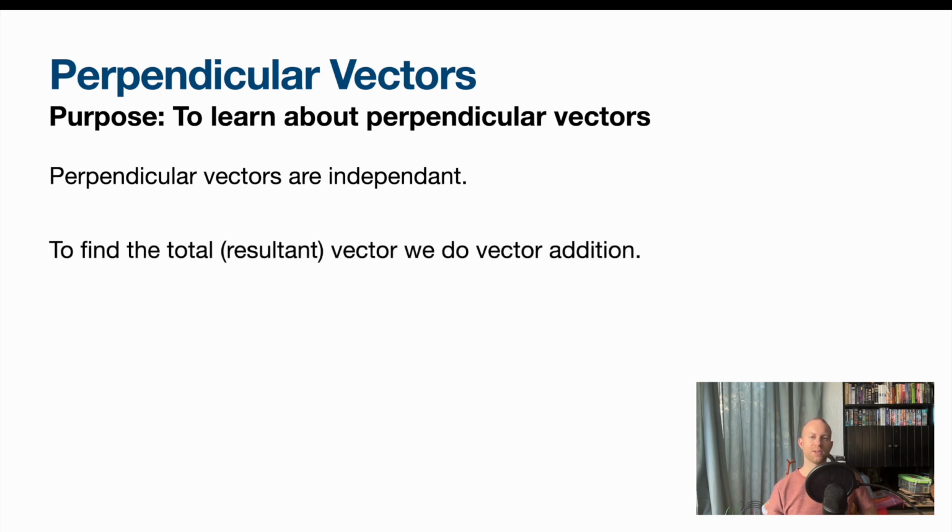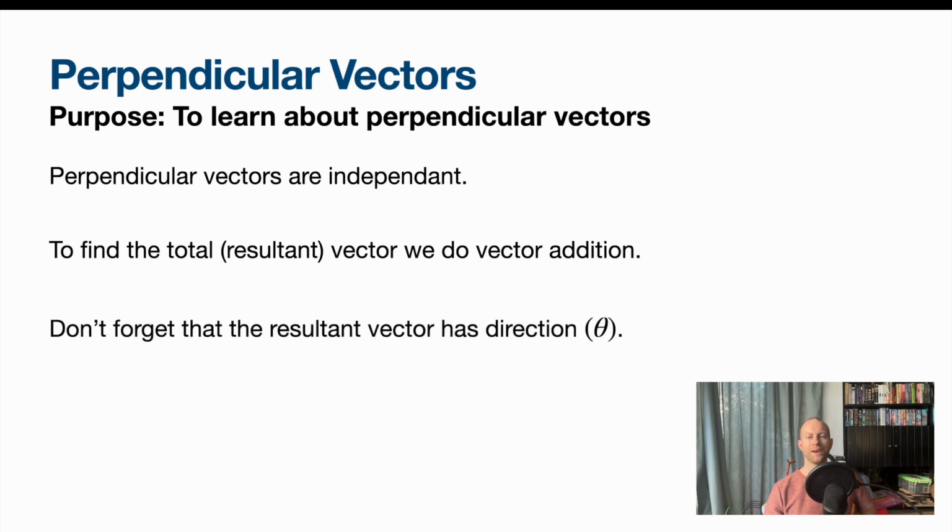So to find our total or resultant vector, we do vector addition like I showed you, and we need to include direction. Don't forget that angle. And we are not using plus or minus for direction. We did that in one dimension kinematics. Positive and negative will not occur here.